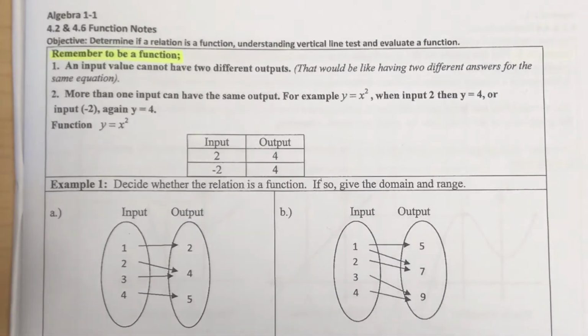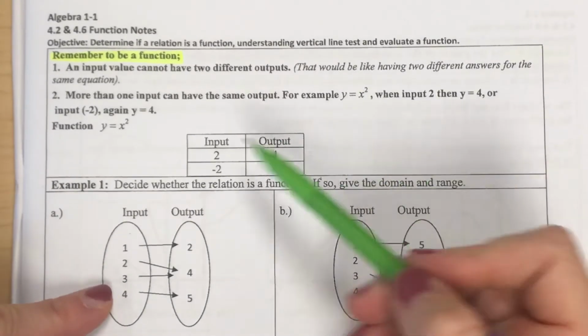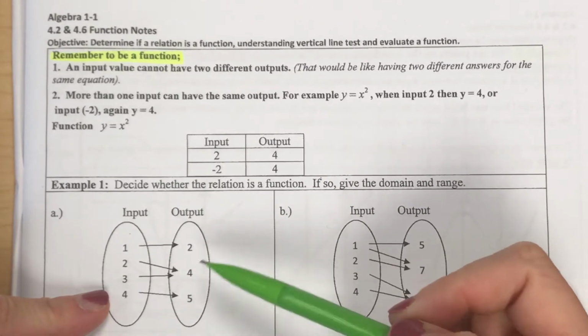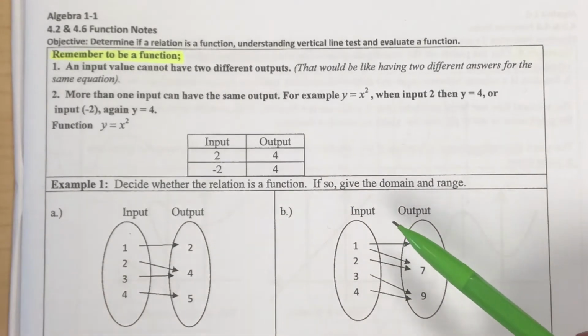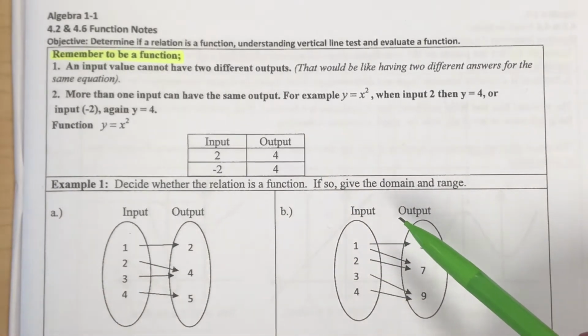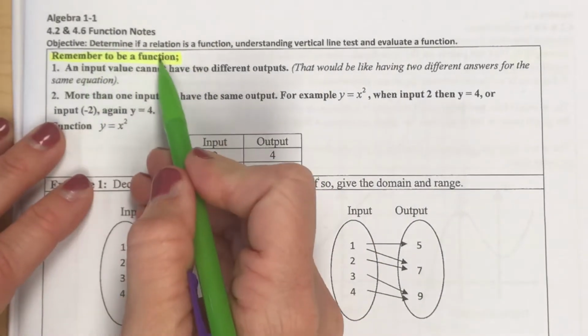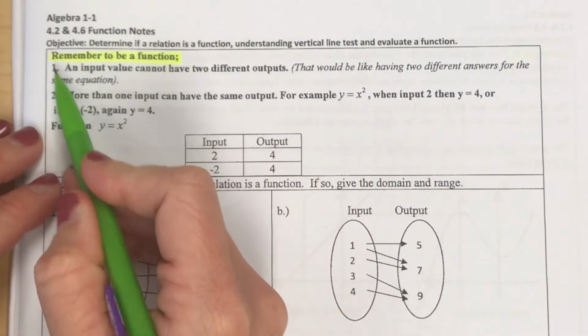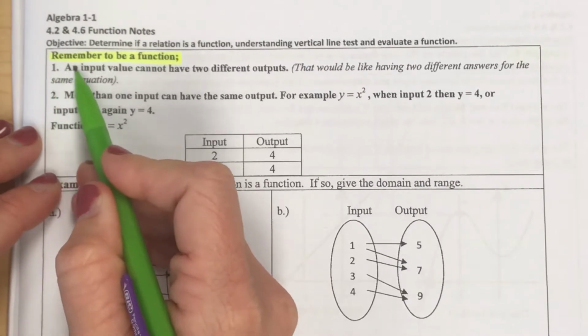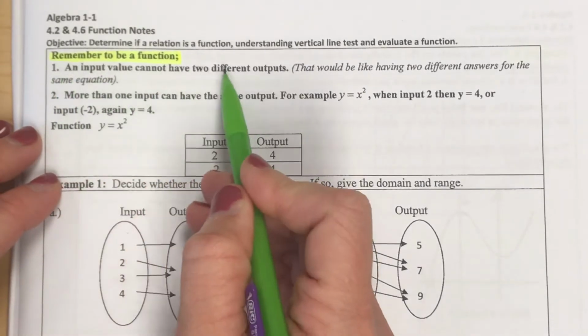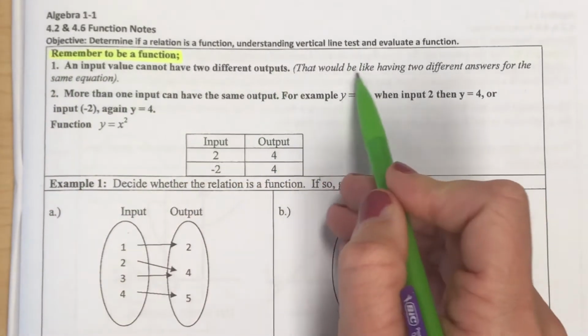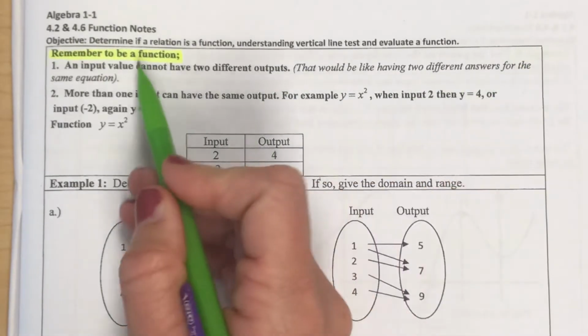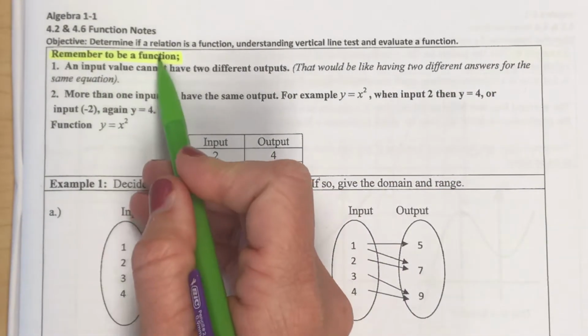In this video, I will show you how to look at a mapping diagram and determine whether the mapping is a function or not. Now, functions, remember, to be a function, there are two requirements. Number one, an input value cannot have two different outputs. That would be like having two different answers for the same equation. So that would not represent a function.